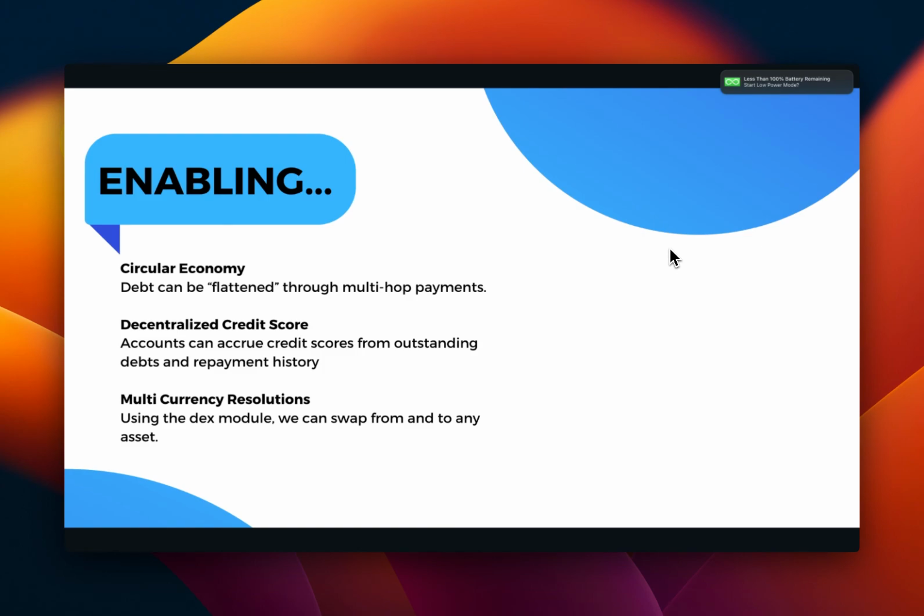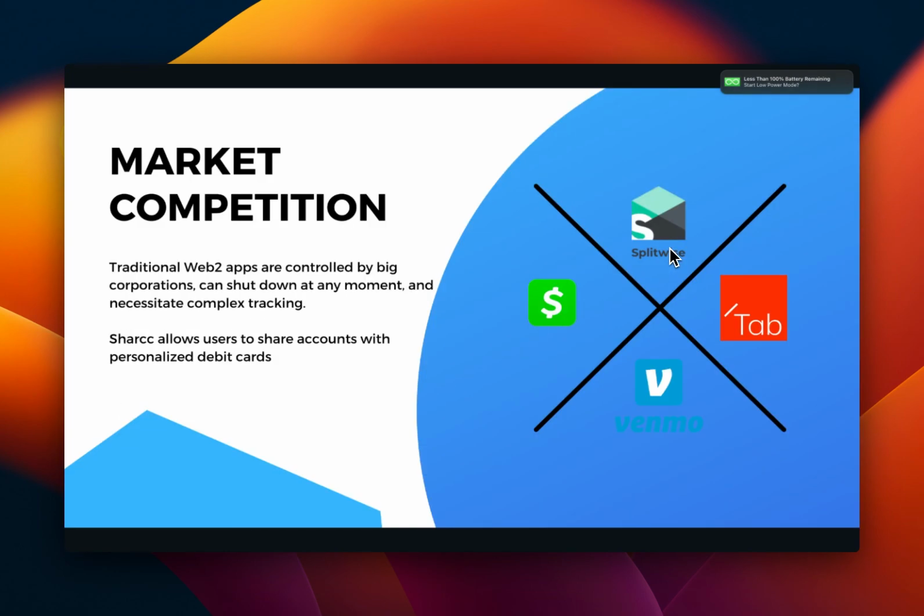This will help you build up a decentralized credit score, because you can see how much outstanding debt there is in the system, and you can see the repayment history, and you can choose whether you want to extend a line of credit to someone else based on their previous repayments. And then finally, multi-currency resolutions: if you do want to settle transactions immediately, you could also set a debt ceiling, but you can settle in any currency, which allows internationals to use it.